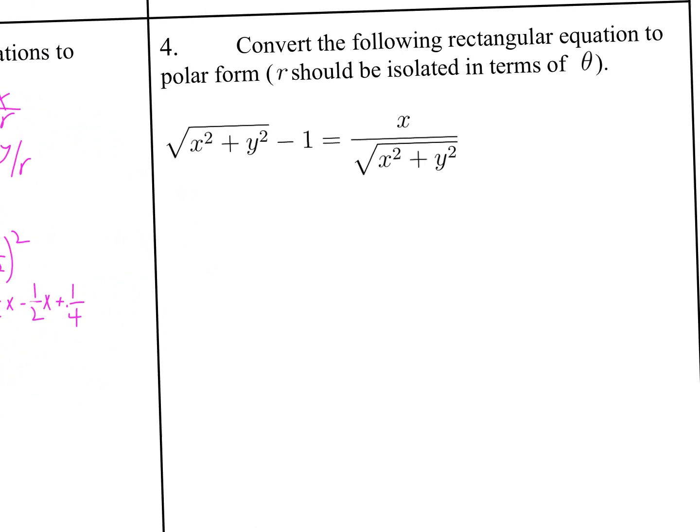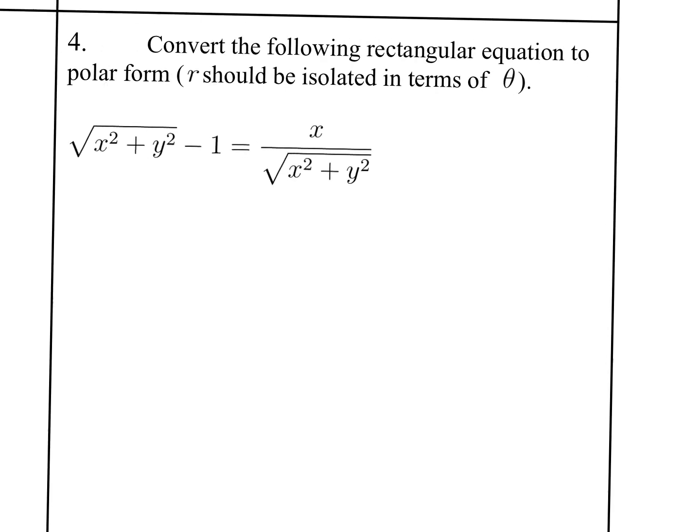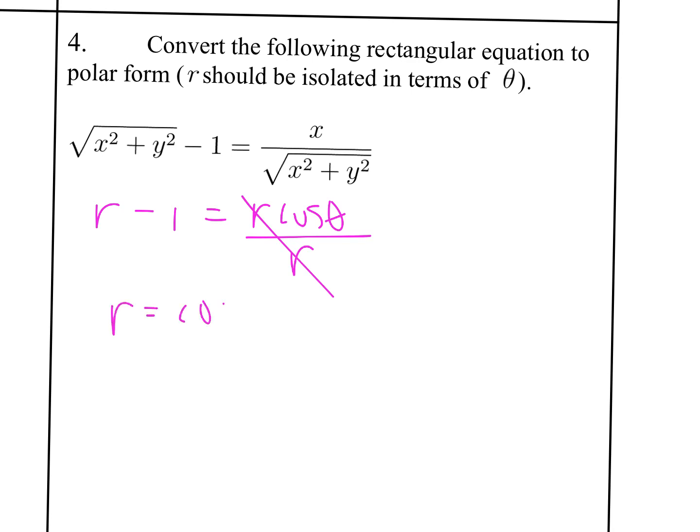Sounds good. Convert the following rectangular to polar. Holy moly. All right. Well, that's r squared. So square root of r squared is r. X is r cosine theta over r. So those go away. So r is cosine theta plus 1.